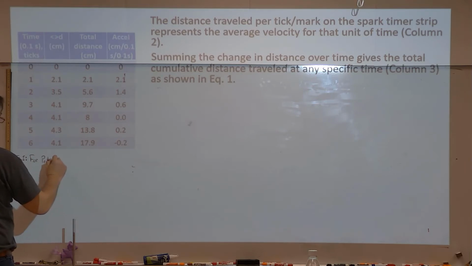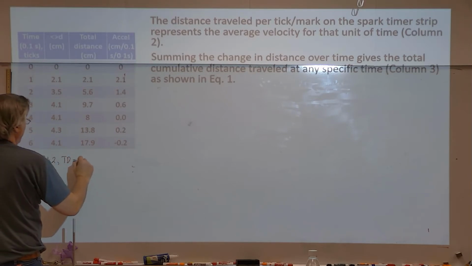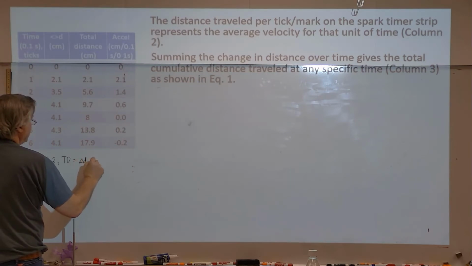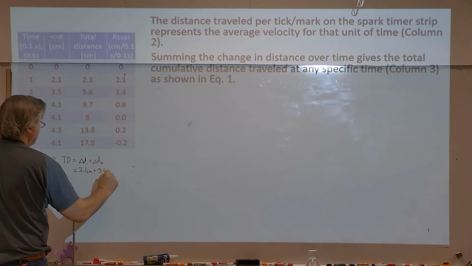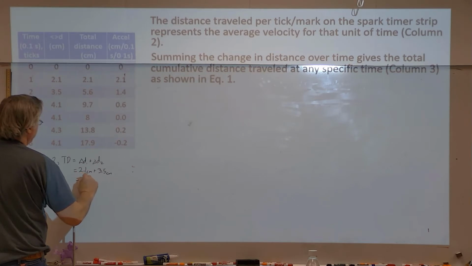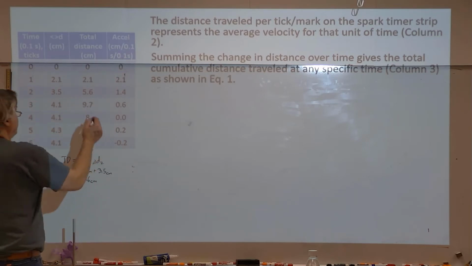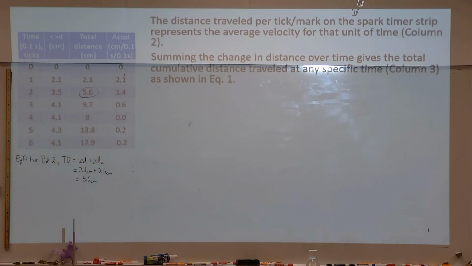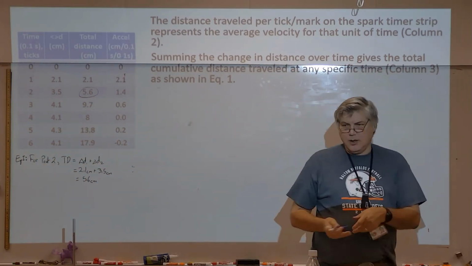For point 2, total distance is equal to delta d1 plus delta d2, so it's equal to 2.1 centimeters plus 3.5 centimeters, so it's equal to 5.6 centimeters. See? So I just did an example calculation for that point, didn't I? That's all you have to do for an example calculation. Calculate 1 point, and you're done.